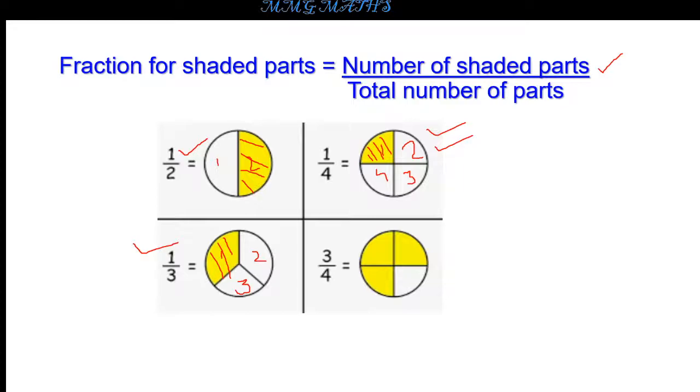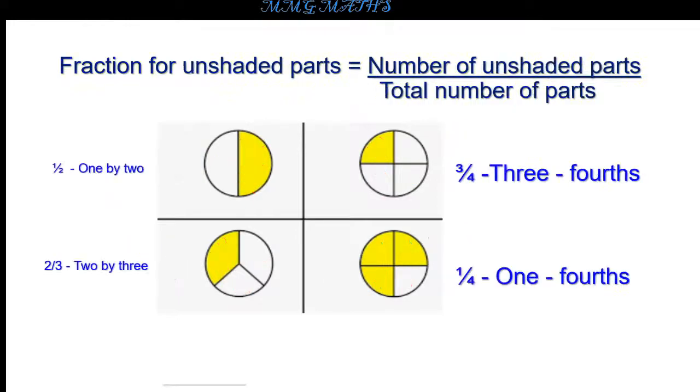Now look here children, fourth circle here. In this circle we have 4 equal parts, 1, 2, 3 and 4, and now you have to find the number of shaded parts. You can see here one part is this, second part is this, and third part is this. So your answer will be 3 by 4. Number of shaded parts 3 and total number of parts 4. So here your answer is 3 by 4. Moving to the next page.